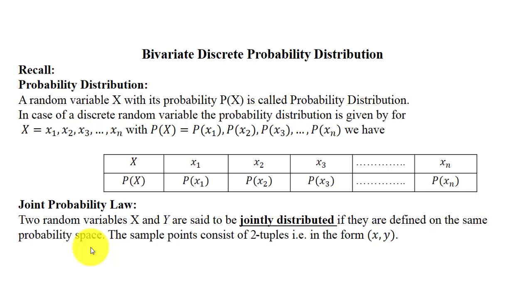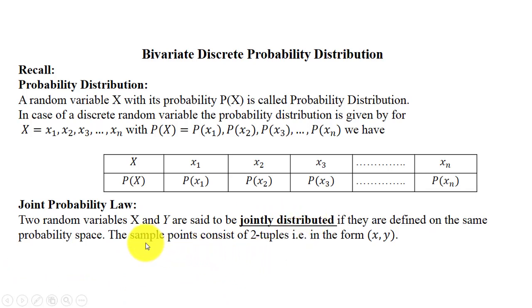Just consider one random experiment. Whatever outcome we get, suppose we use two random variables to denote that outcome. Obviously we get some result, some outcome, and suppose these outcomes are denoted by the two random variables x and y. If x and y denote the outcome of the same probability space, then such random variables are called jointly distributed.